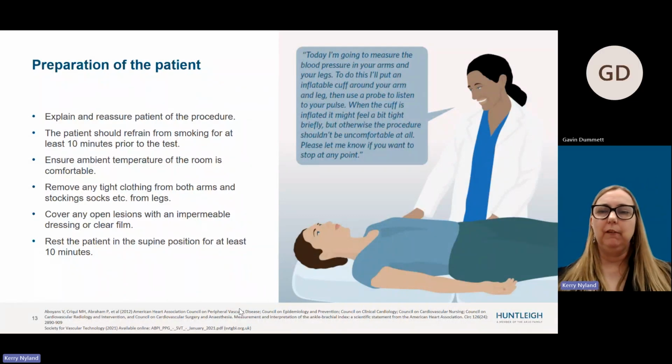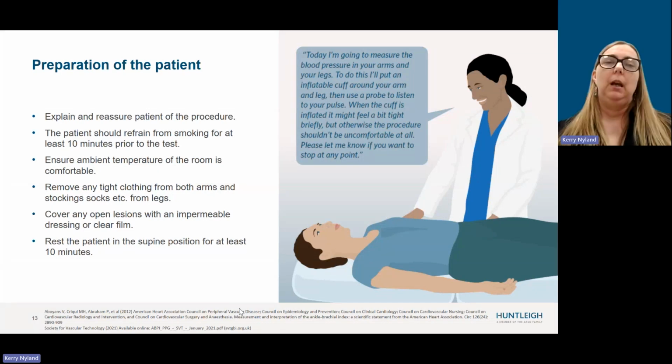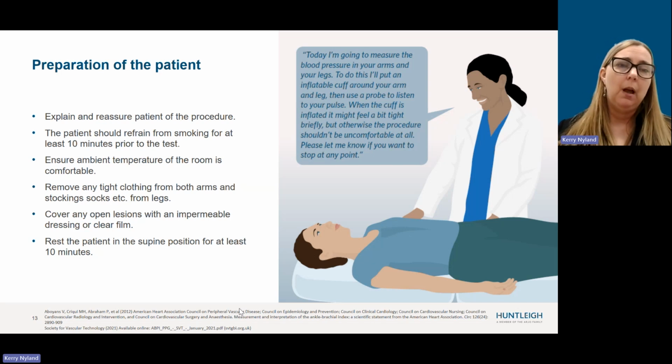Okay, so we're on to preparation of your patient. Preparation of your patient is really important, because if the patient's not prepared correctly, then incorrect readings may be recorded. It sounds obvious, but explain and reassure the patient of the procedure. If your patient's got a leg ulcer, they're possibly going to be quite nervous about the idea of you putting a blood pressure cuff anywhere near that wound. So it could be an idea, if they've got a good leg, to do the good leg first, and just let them know what that feels like, and then move on to the other leg. But just reassure them that if it's too painful at any point, you can whip that cuff off really quickly.